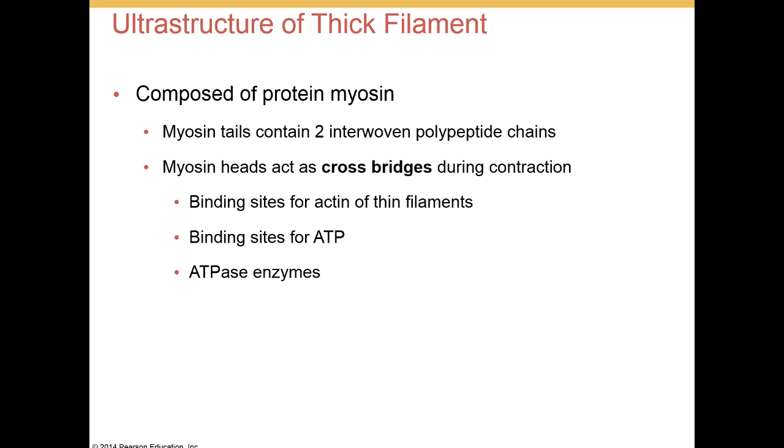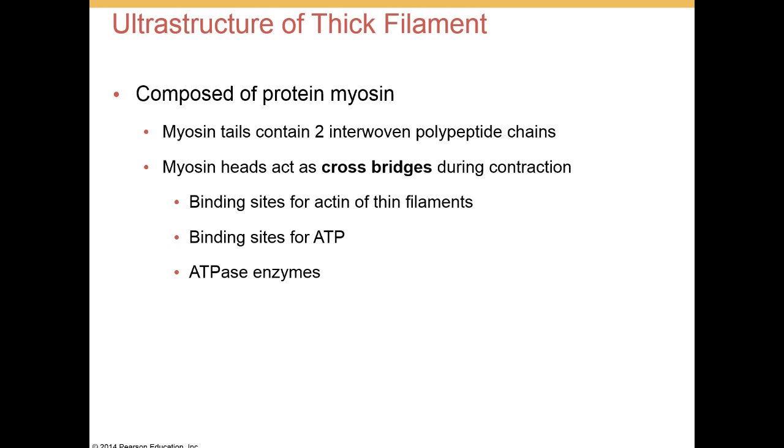And spherical proteins often have binding sites or active sites. These myosin heads are going to reach out and attach to the thin filaments during contraction. But the myosin heads will have two active areas on them. They will have a binding site for actin, and they will have binding sites for ATP. So the binding sites for actin will allow them to form the cross bridge with the thin filament, because the thin filament is mainly made out of actin proteins.